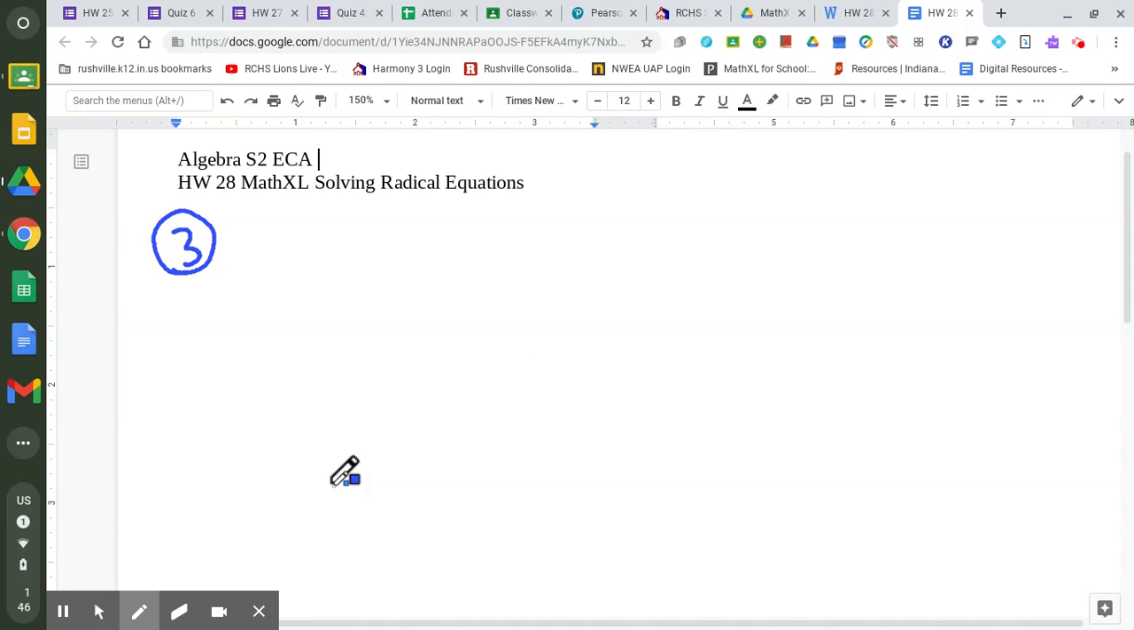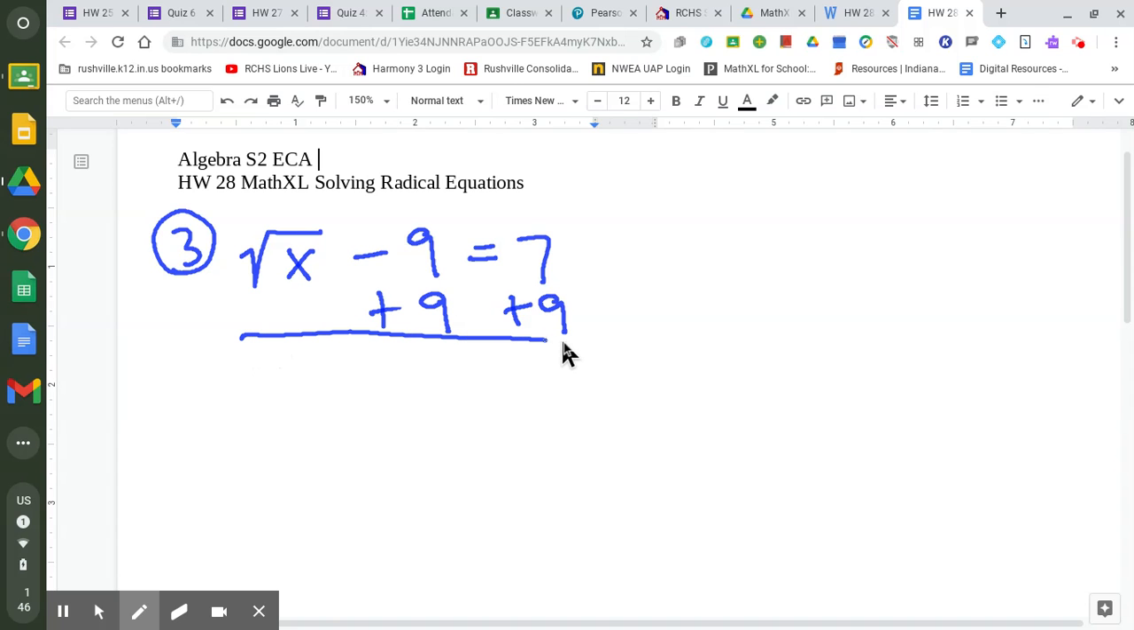Okay, the difference in number 3 is that I have the square root of x, and that's the only thing under the square root. Then minus 9 equals 7. Because the square root just has the x, it's not currently isolated. So to isolate it, I need to do plus 9 on both sides of the equal sign. So the square root of x equals 7 plus 9, which is 16.